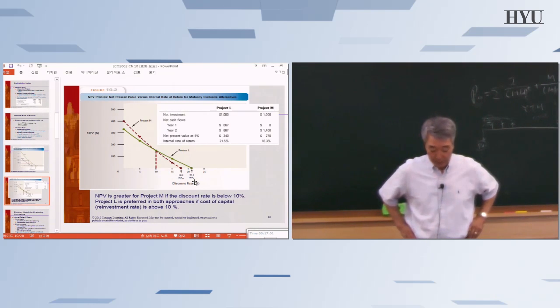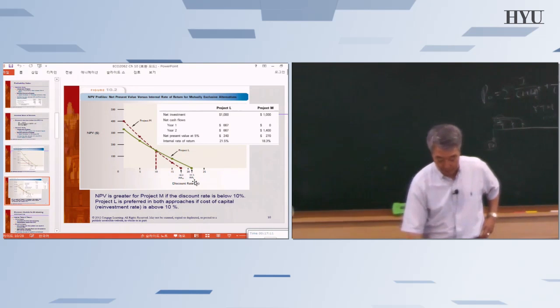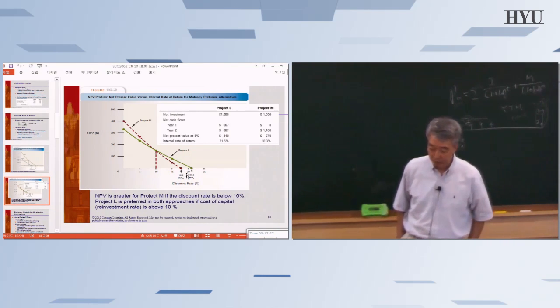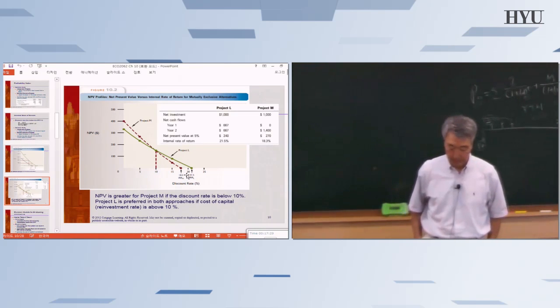If the cost of capital happens to be 20%, what's the story? Which one? Only L, right? Because for project M, the red curve, the internal rate of return is only 18.3%. So obviously, if you have to pay 20% for your capital, it doesn't make sense to invest in project M.